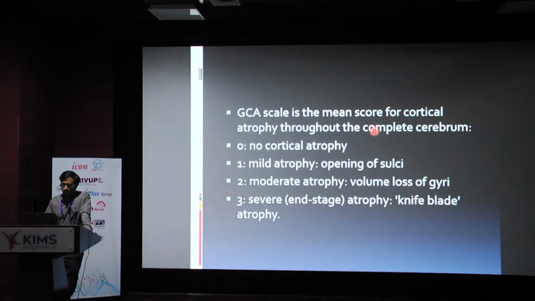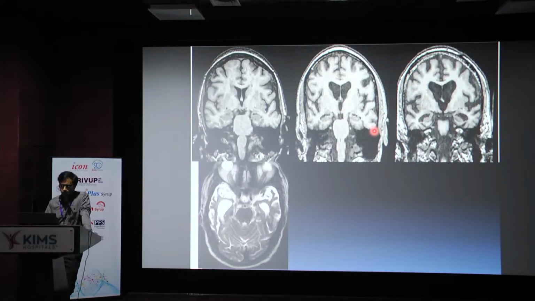Coming to the cortical atrophy scale, as I told, mild atrophy is just opening of the sulci towards the cortex. Apart from the sulci, there are adjacent gyri. So we should see what is happening to the gyri, whether there is a volume loss, mild, or something like a knife blade. Whenever we see knife blade atrophy, we are landing up in severe atrophy that we have picked up very late. So this is what we tend to see.